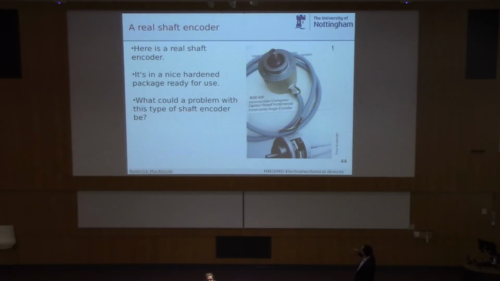So before we move on, this is actually a real shaft encoder. This is sort of an industrial grade shaft encoder you might see in an actual robot arm. It looks a bit like a motor, but in there you've got the disc, and it's in that packaging to protect it from grease and water and everything you might find in a factory. So this is how you'd actually buy them.